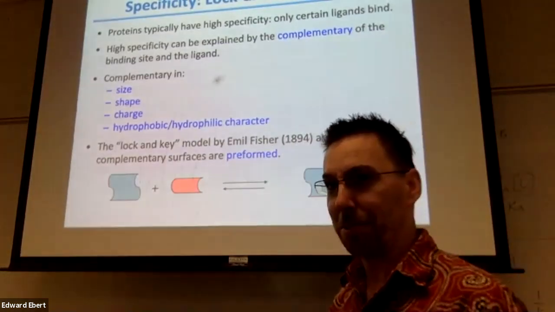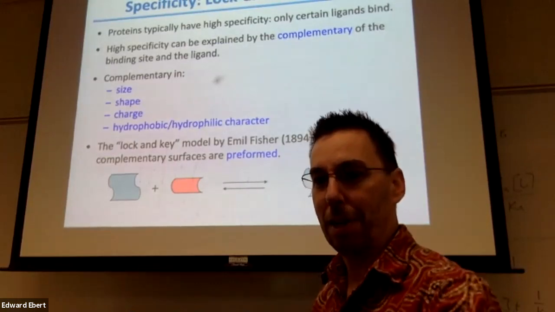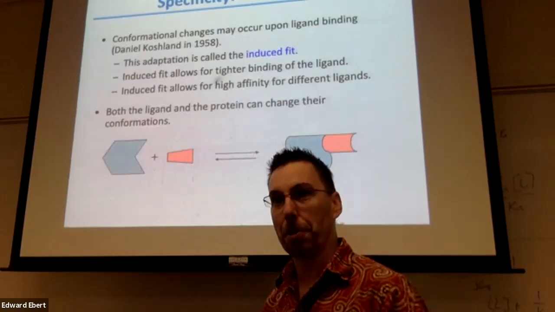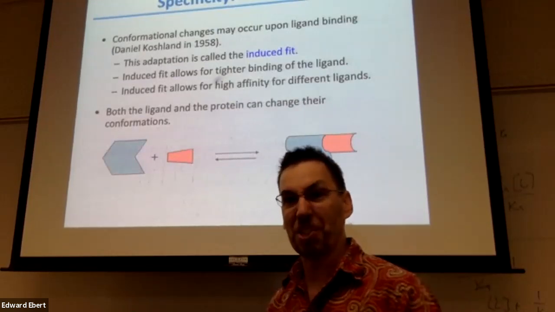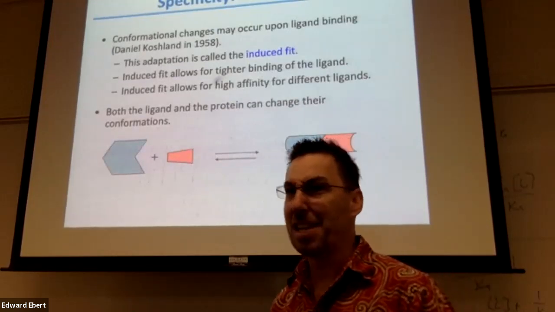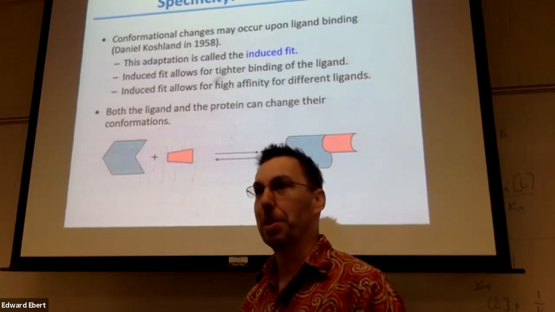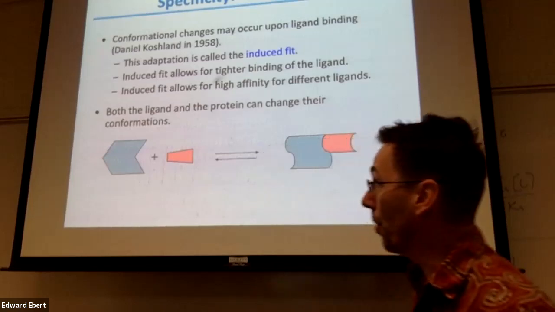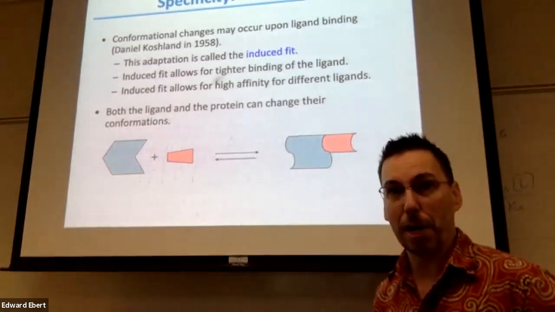But it turns out there's a thermodynamic problem with that. If your key fits in there perfectly, it's going to be energetically favorable to stay there. So the lock and key model fails because it doesn't lead to a transient interaction. It's a more stable interaction, and you'd have long-term binding.